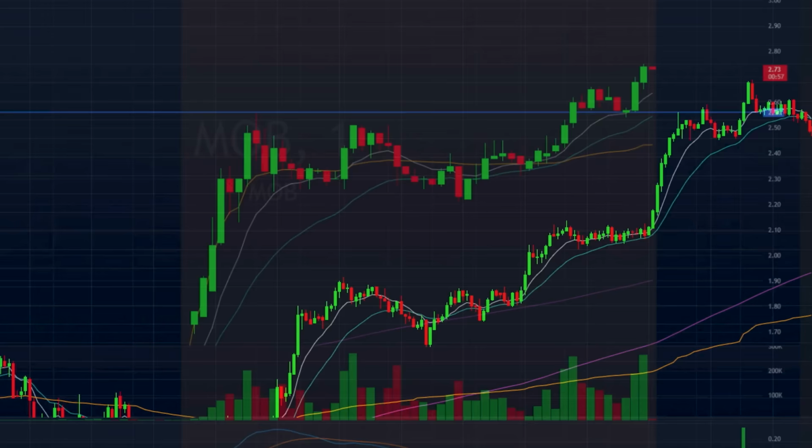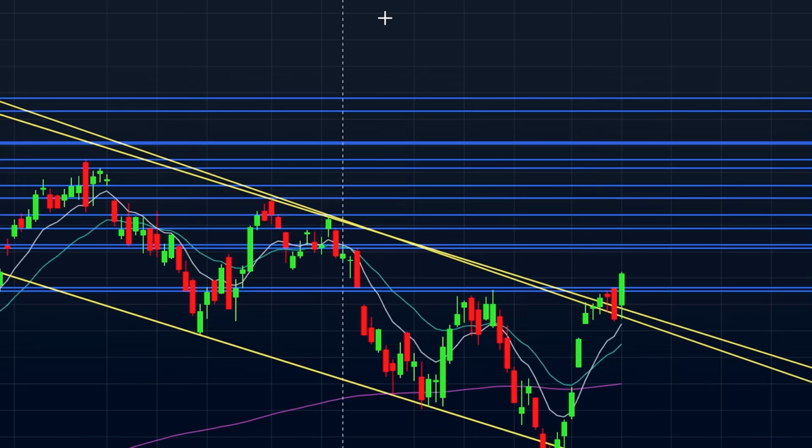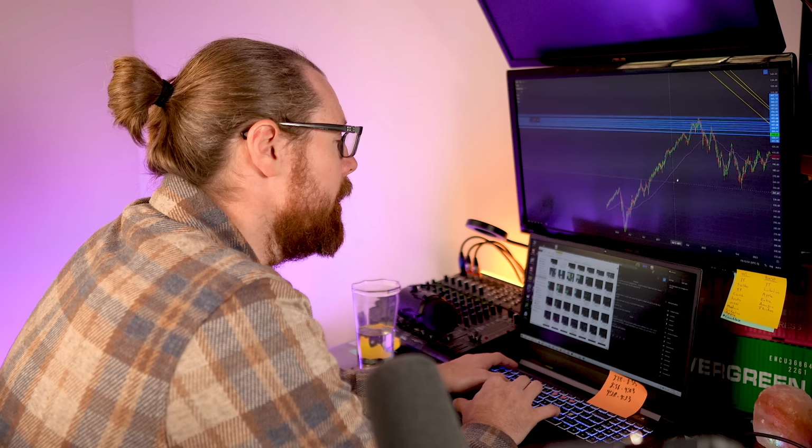And if you're not seeing them because you're just not looking at that part of the chart, then you really are missing out on something that's very significant. It's almost like you're trading blindfolded. I mean, you're missing that much.